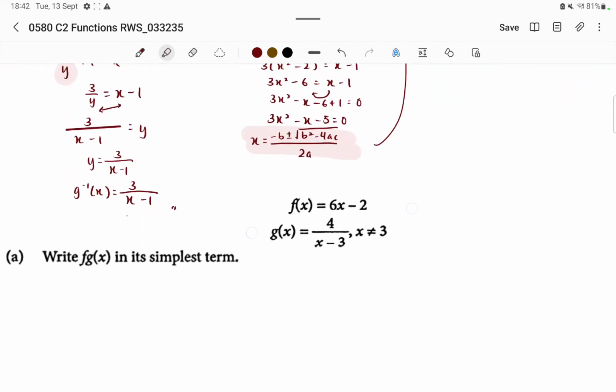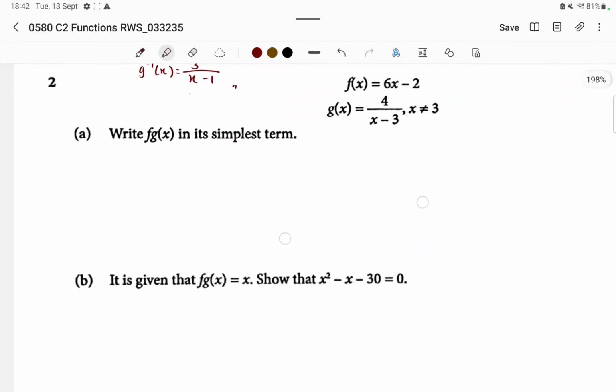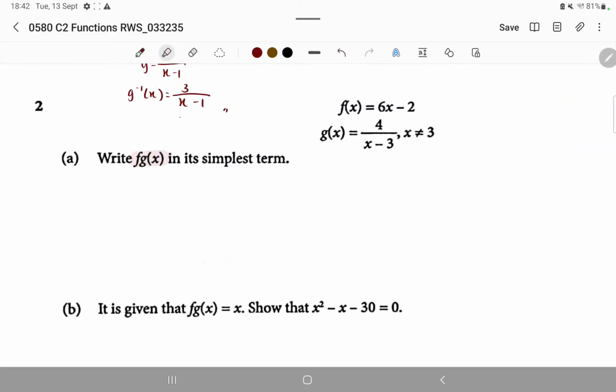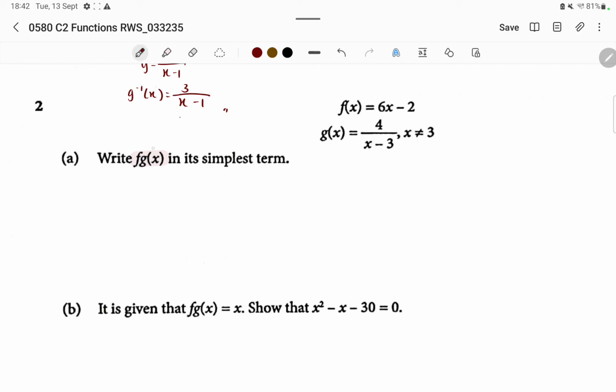Okay, and then after that, number 2a. They want fg(x), which means composite function. Means you have to combine.